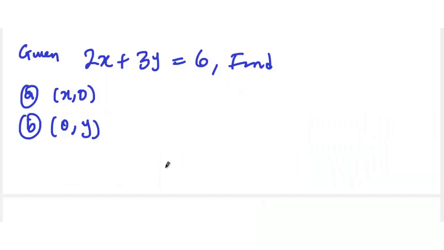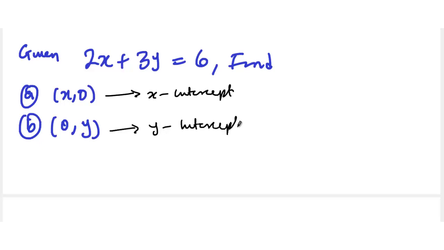In this video, we're given a linear equation expressed in standard form: 2x plus 3y is equal to 6. We are asked to find (x, 0) and (0, y). Now, (x, 0) means we are to find the x-intercept, and in this case, we are to find the y-intercept.